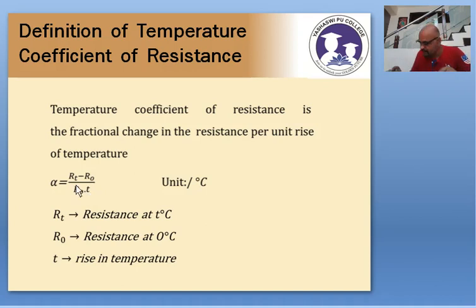Here (RT minus R naught) divided by R naught represents the fractional change in the resistance, and T you make it 1, per unit rise of temperature. Therefore, (RT minus R naught) divided by R naught, with T as 1, represents the fractional change in the resistance per degree rise in the temperature. So this is what we were supposed to learn, and we have learnt.